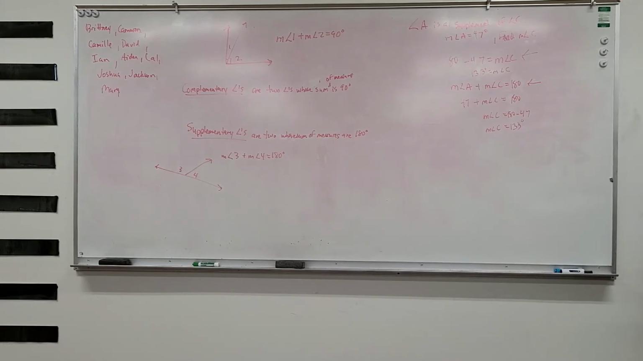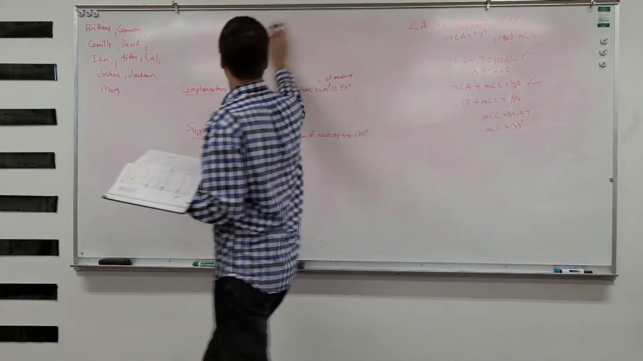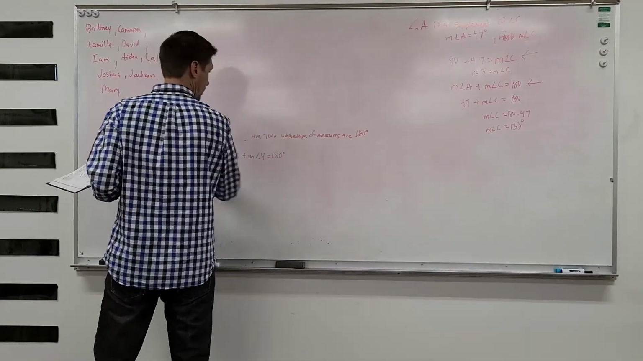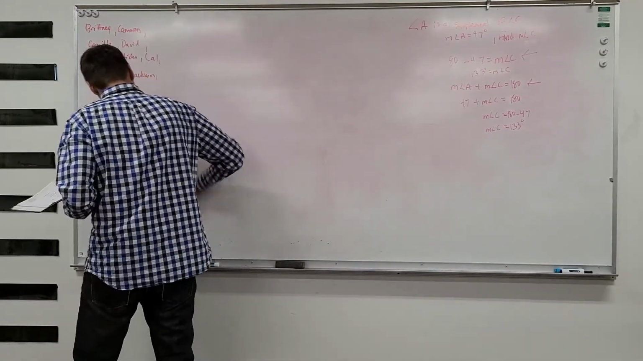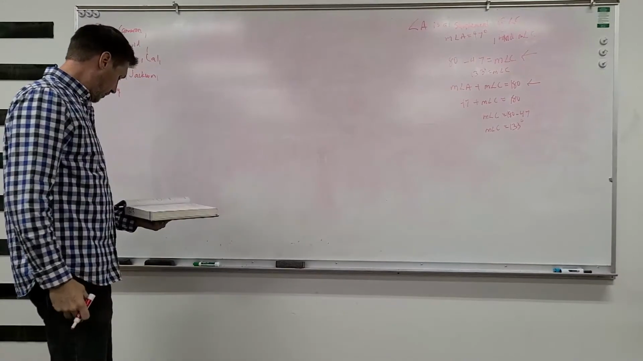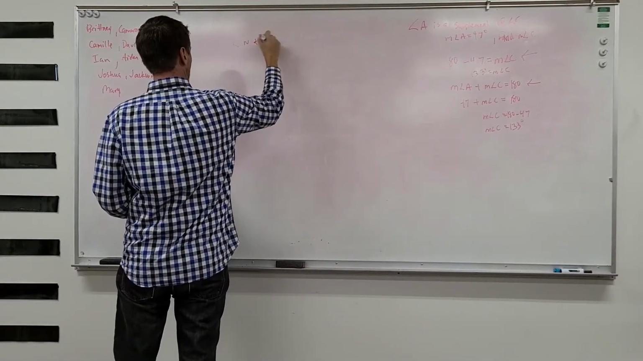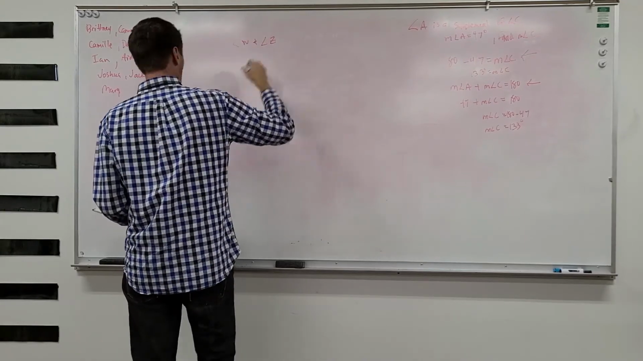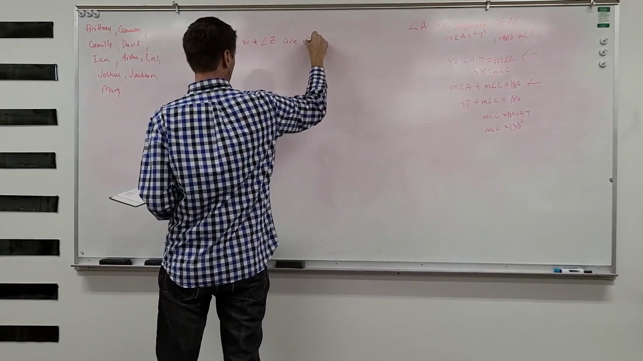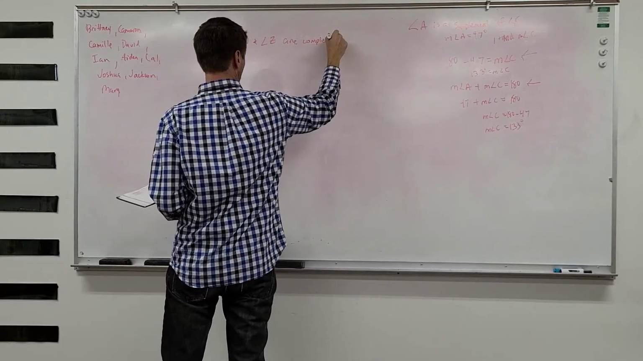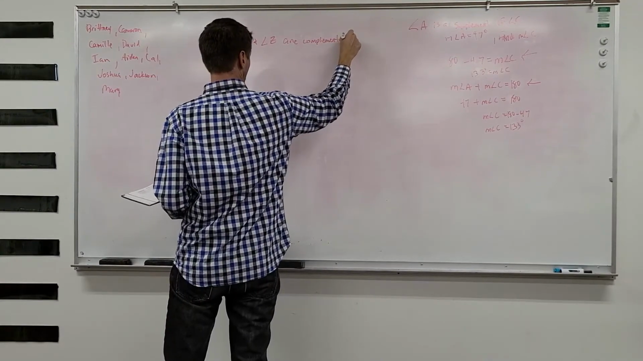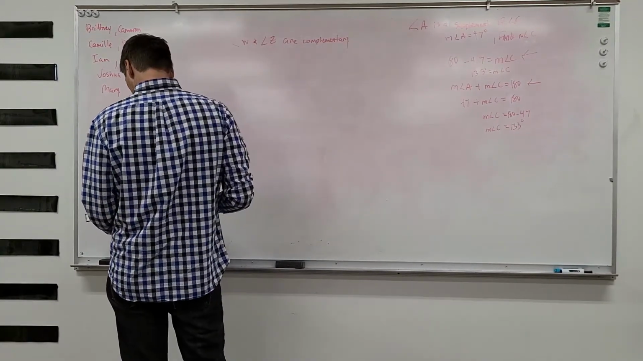You got time for one? Ooh, this is a little bit tight. But let's just set this one up, because this is a little more complicated, all right? They tell us this. They tell us that angle W and angle Z are complementary, which means what? The sum of their measures equals 90 degrees, exactly.